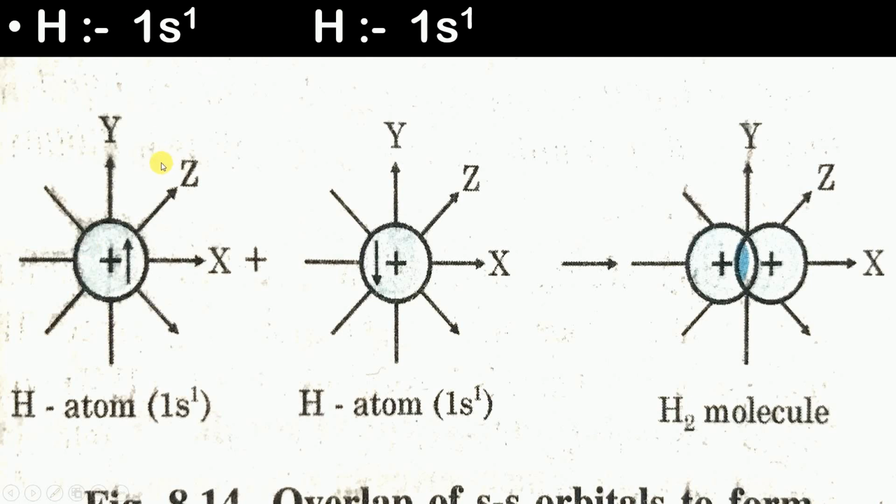Now see, this hydrogen atom, whose electronic configuration is 1s1. 1s is an atomic orbital.